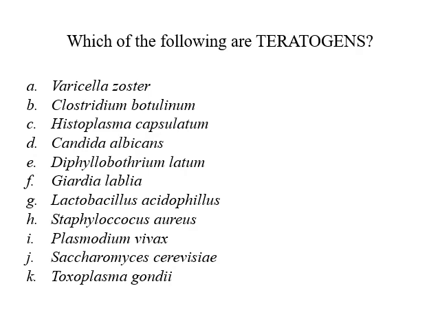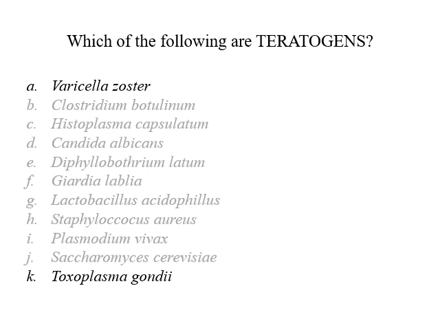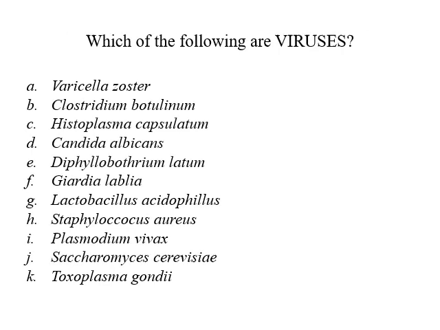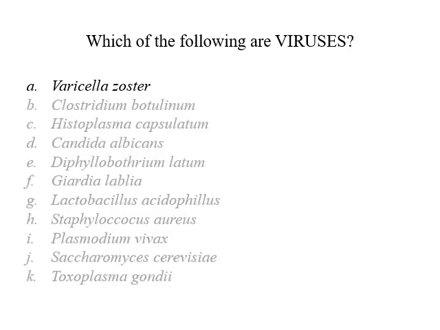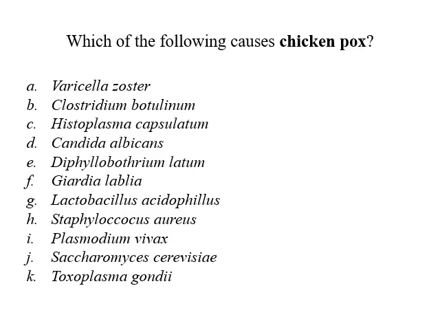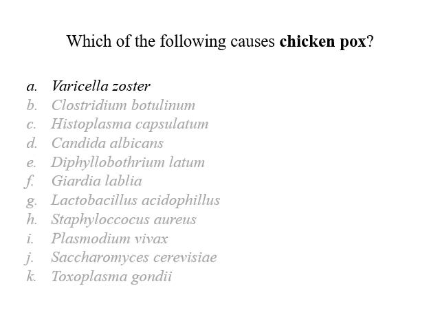Which of the following are teratogens that cause birth defects if pregnant women catch them? Varicella zoster and Toxoplasma gondii. Which of the following are viruses? Answer, Varicella zoster is the only one on the list. Which of the following causes a disease that's commonly referred to as chickenpox? Answer, Varicella zoster.